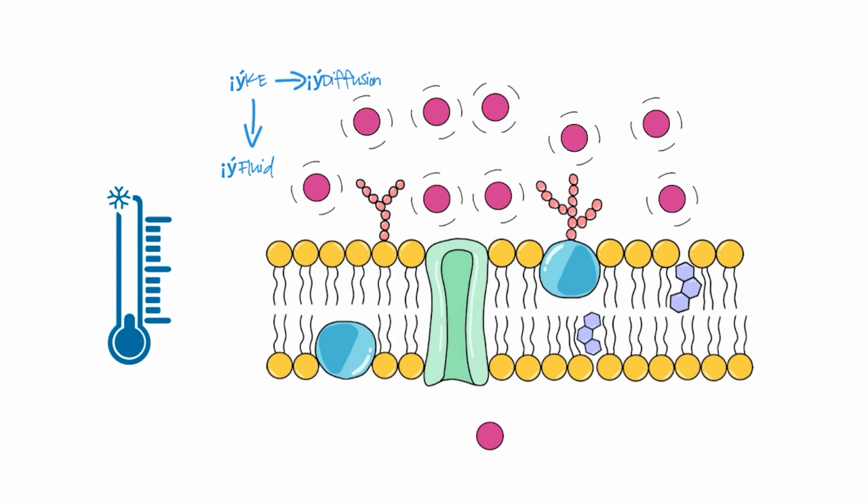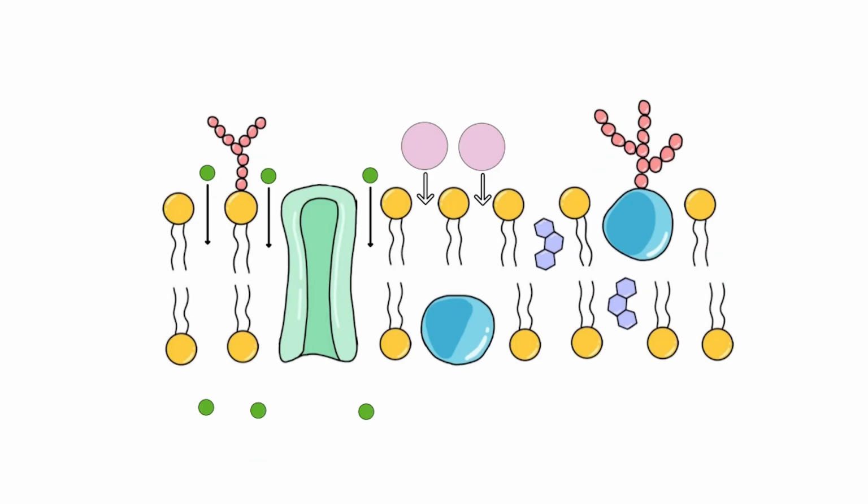So it's completely possible that a substance that was diffusing through a membrane at higher temperatures will be unable to do so at lower temperatures, because if the membrane gets less fluid and the phospholipids come closer together at lower temperatures, it's possible that they become too close to each other to allow that molecule to go through anymore.